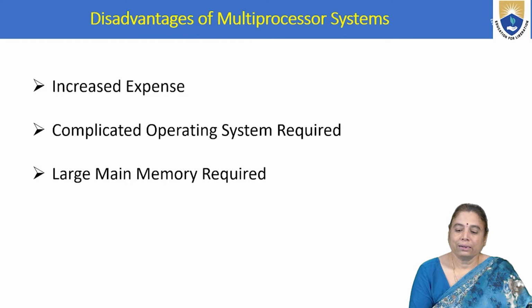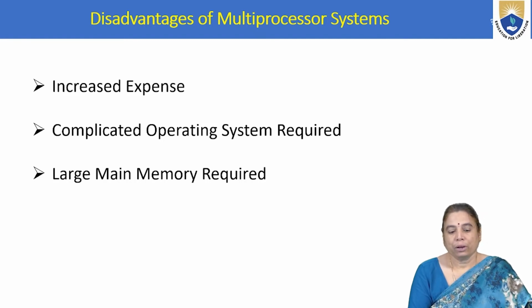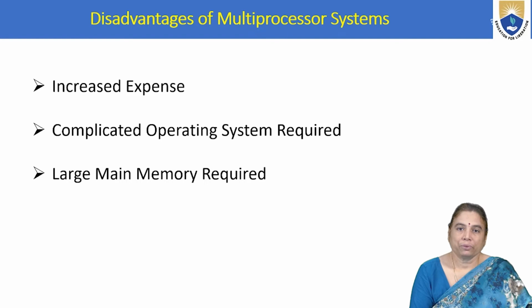What are the disadvantages of multiprocessor systems? So here, there is some increased expense if more than one processor has to be incorporated in a system, which requires some special hardware attention. Next, a complicated operating system is required.